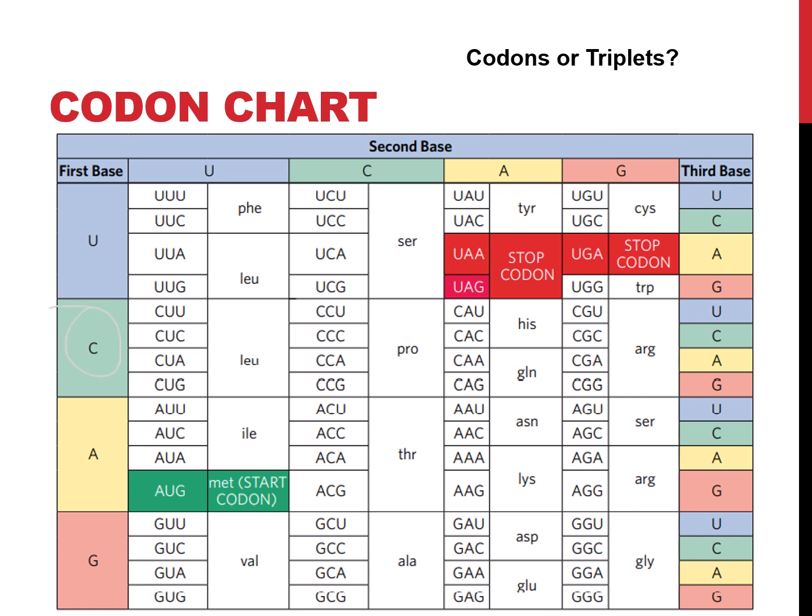It's going to have to be within this box. All right, so C. Our second thing was G, so it's going to have to be within this box. Okay, so C, G, so you're looking here now. And the third base was C. C, G, C, so arginine is the codon.